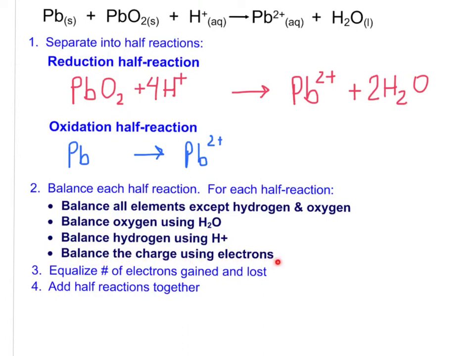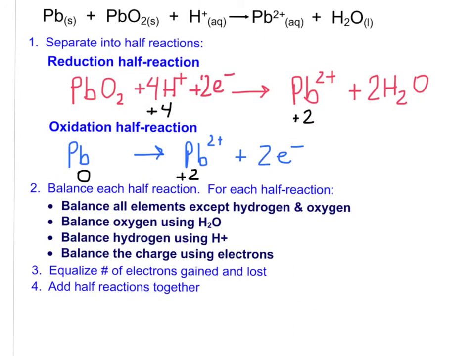We now need to balance the charge using electrons in both of these cases. You see I have a +4 charge, 4 plus 1 charges, so that's +4 on the left side, and I have a +2 charge on the right side. That means that I will need to add 2 electrons to the left side. Now let's look at balancing the charge on the oxidation half reaction. I have a 0 charge on this side and +2 on this side. It means I'm going to need to add 2 electrons to the right side of the equation.